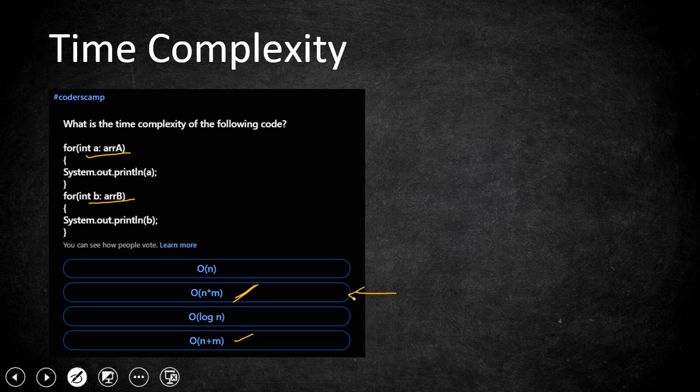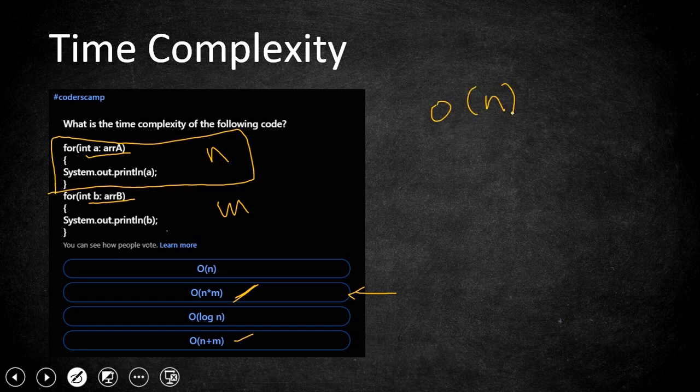You have one for loop to print the array A. Let's consider size of array A is n and size of array B is m. So it completes this operation. As I said, for one for loop, it is going to take big O of n time. And n is nothing but size of your input array. Same way to print the values of array B with size m, going to take big O of m time.